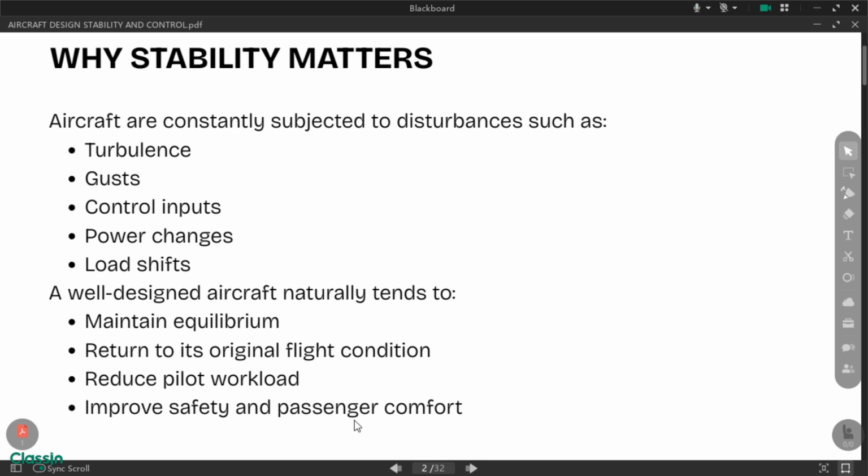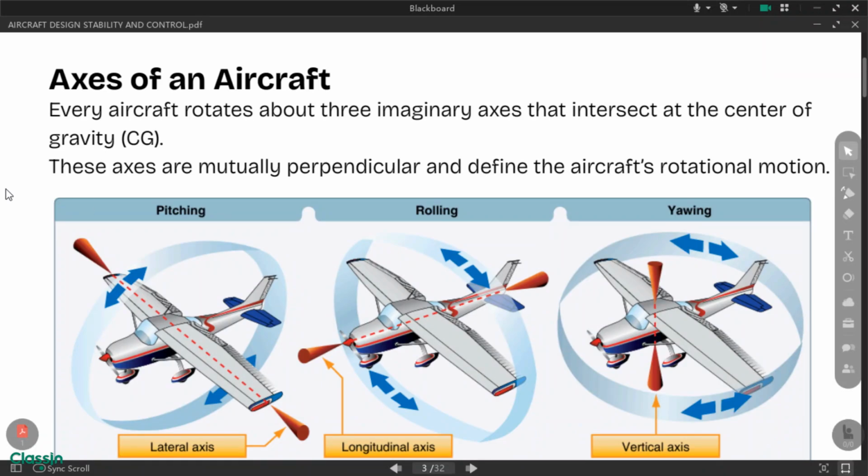So next, axis of an aircraft. So, yun nga, to understand more yung stability natin, we first need to understand how the aircraft moves. So, yung aircraft natin, it rotates about 3 imaginary axes, no? So, yung mga axis na yun, perpendicular sila sa isa't isa, no? Familiar naman na kayo doon, no?